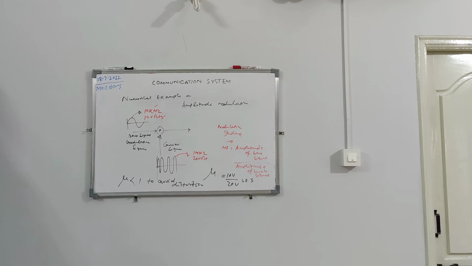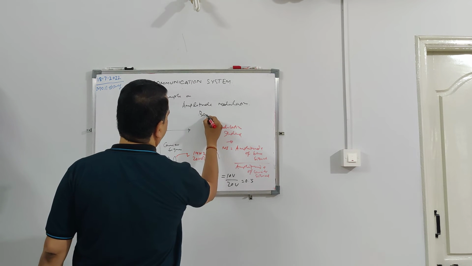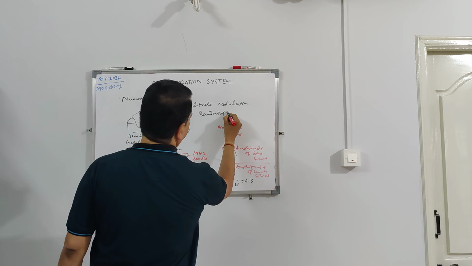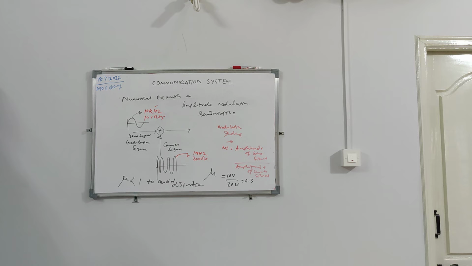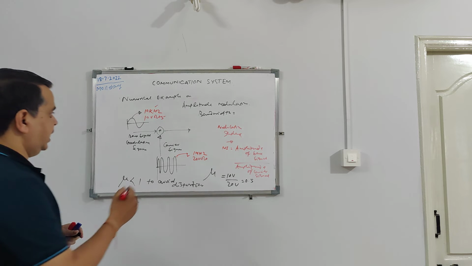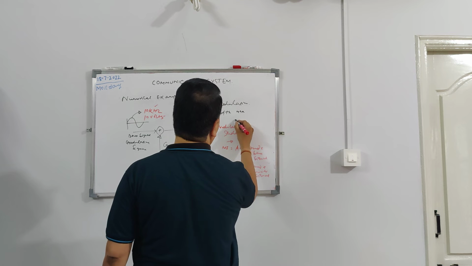Then another question is the size of the band produced. What is the size of the band? So bandwidth. Whatever the resulting wave you get, what is that size? That size is equal to the carrier wave. So there will be two things: one is max, one will be min.